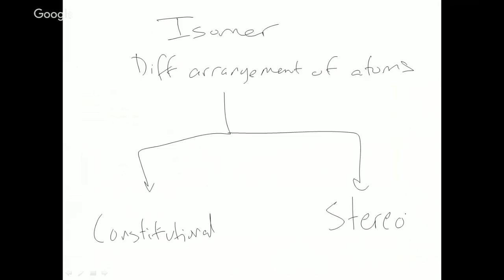Stereoisomers have different three-dimensional arrangements. They have the exact same connectivity. So constitutional, you can think of different connectivity. These all have the same molecular formula, so CnH2n+2, whatever. They have the same formula, but constitutional has different connectivity. Stereoisomers have different three-dimensional arrangement. And so we'll see those as we go.